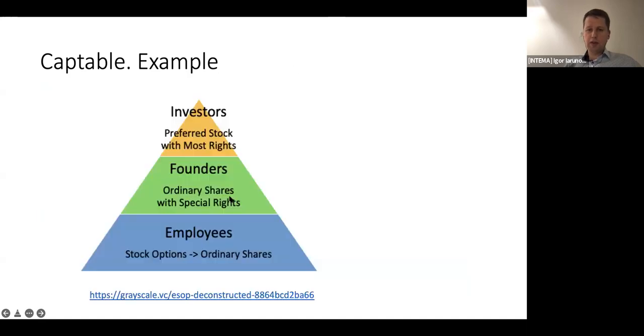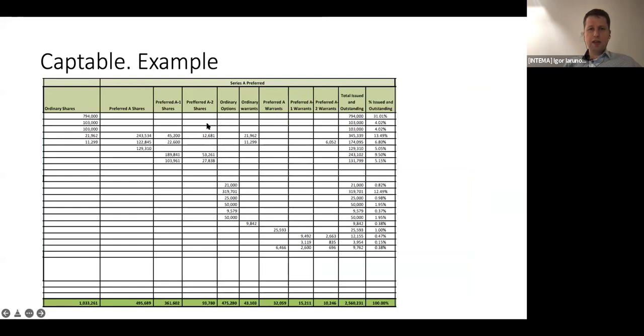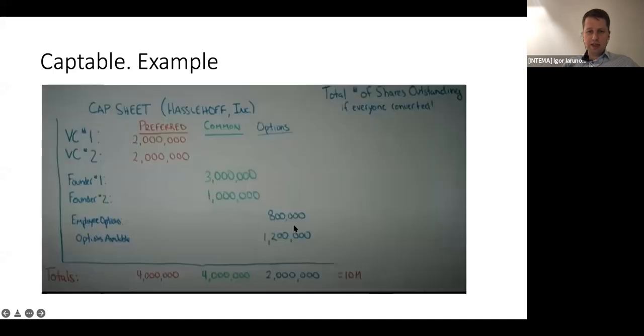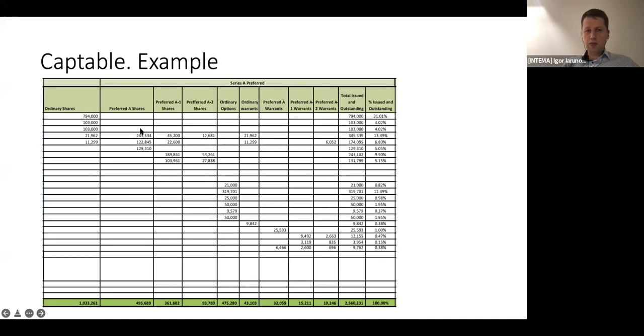But there could be different stages. So for example, this is a real cap table. I excluded the names because it was a real cap table. So ordinary shares, preferred shares, ordinary warrants, warrants A, warrants B, warrants first round, second round. And you see that, for example, these guys invest not only in one round, they also own different instruments on different rounds. For example, this investor has ordinary shares, preferred A shares, preferred A1 shares, preferred A2 shares, and ordinary warrants. So he used to invest in different rounds.